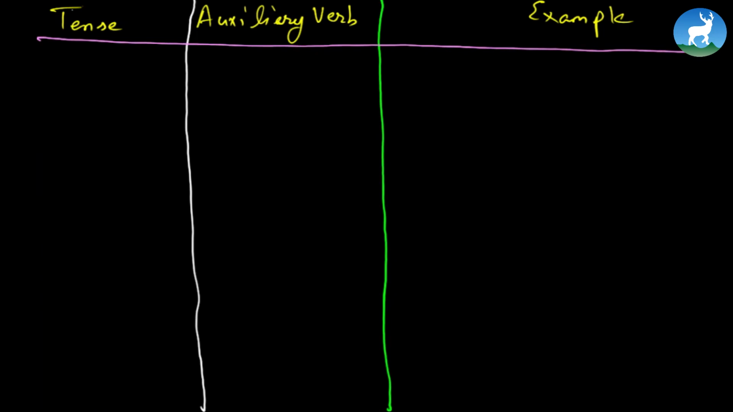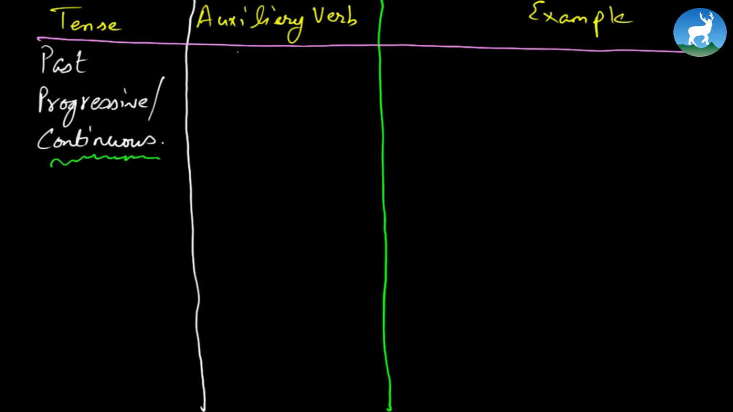So the next is past progressive, or it's also called continuous. The moment there is continuous, you think of ing, all right? So the auxiliary verb that it uses would be was, were plus ing, meaning it talks about a happening in the past that continued for some time. See, ing represents that it continued for some time, all right? So you add the ing at the back of the verb. An event happened somewhere in the past and it continued for some time. That's past progressive or past continuous.